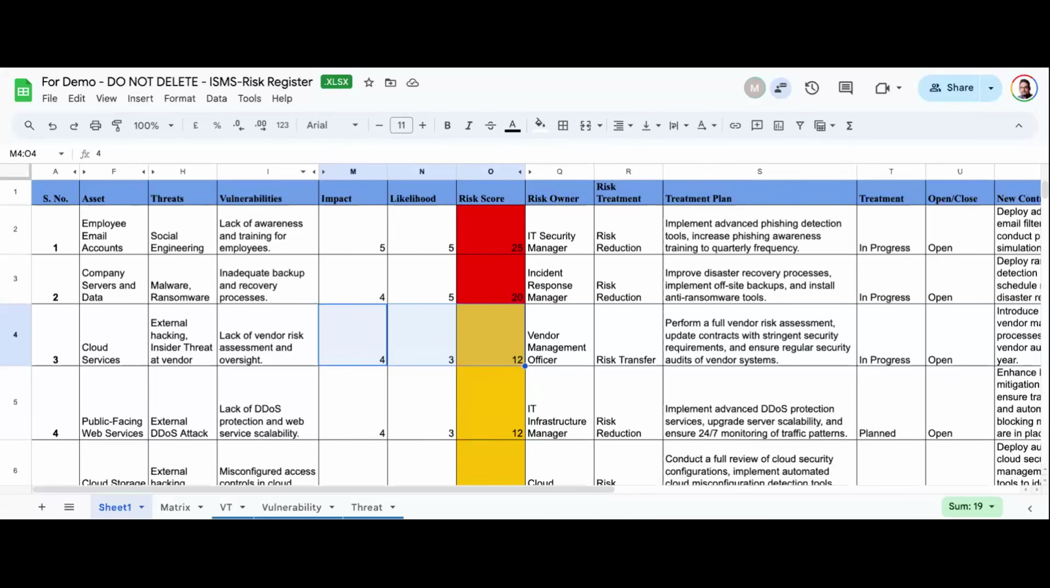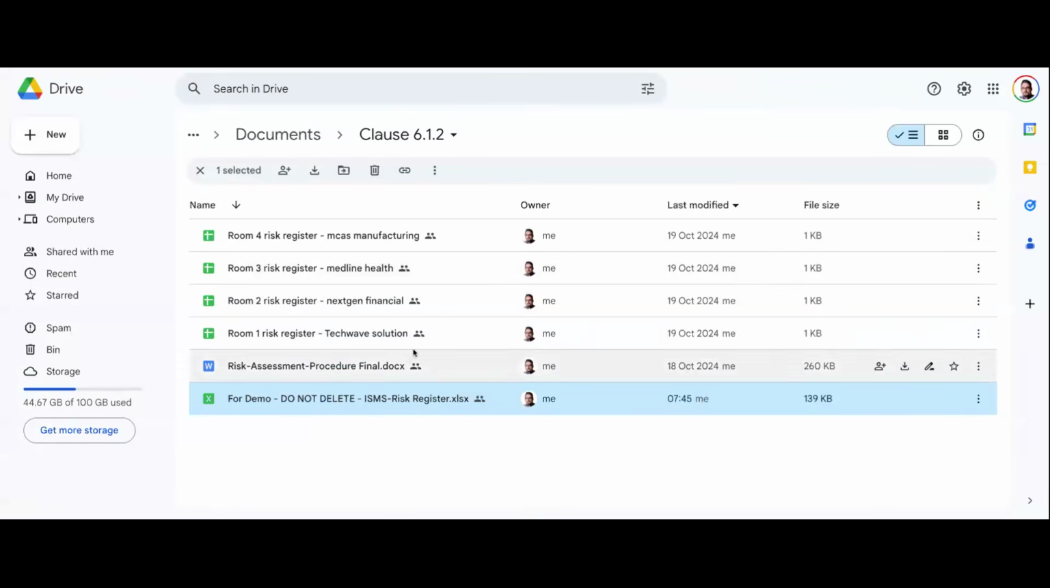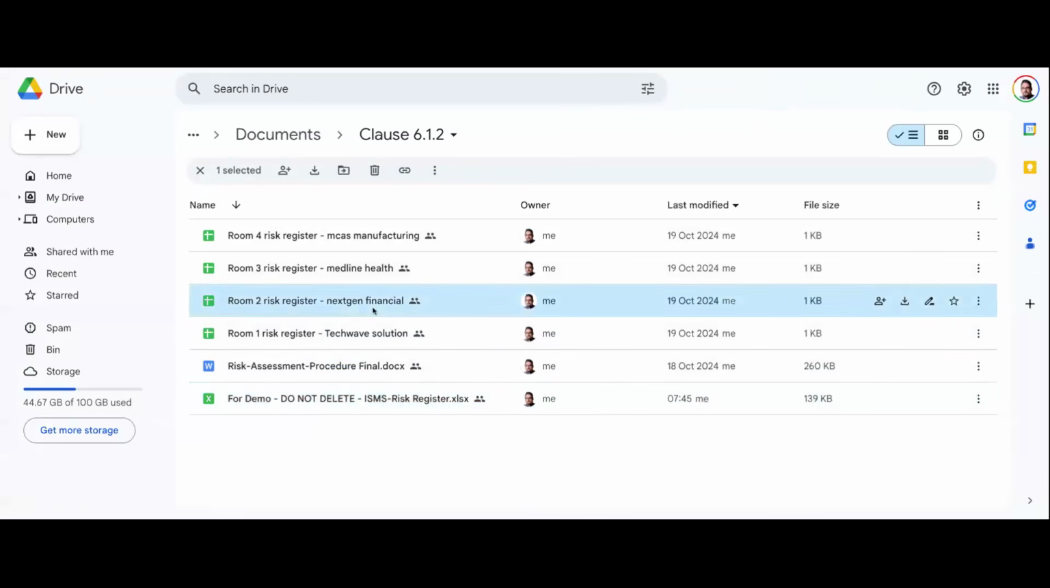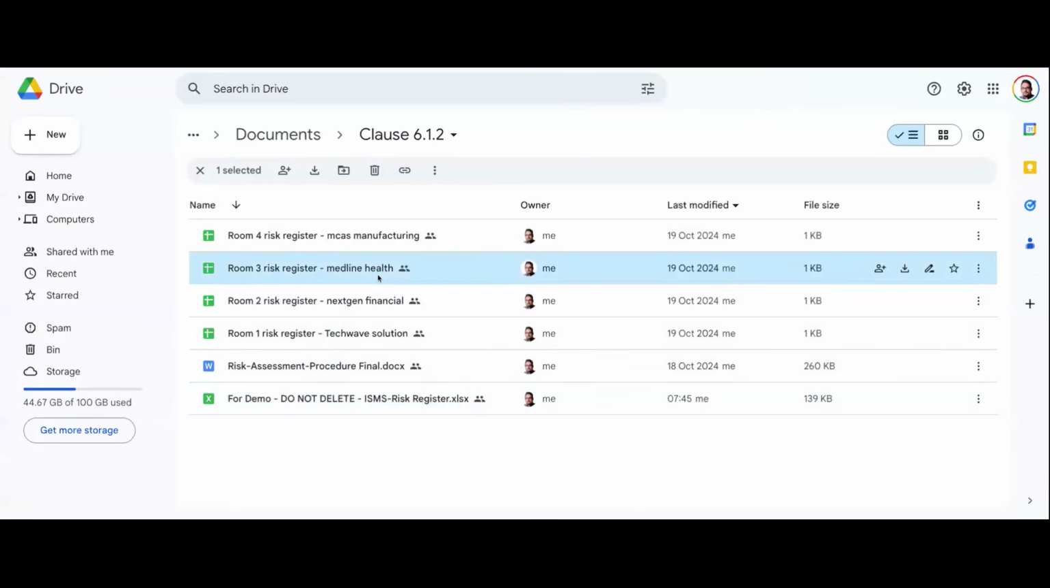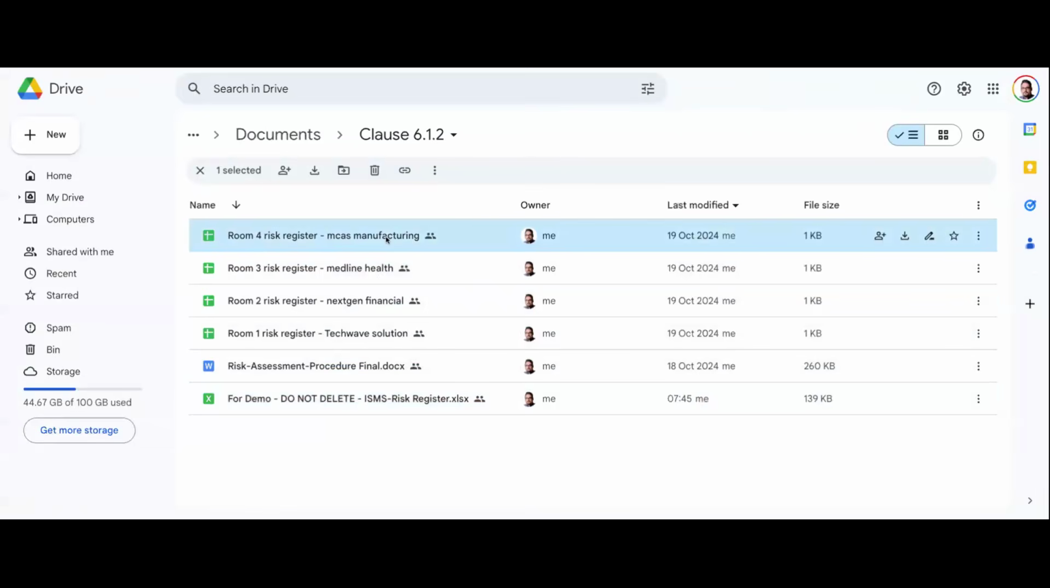Good. So are we good till here? Then now I'll break you into breakout rooms. Okay. 4 rooms I want. Room 1 will be TechWave. Room 2 will be NextGen. Room 3 will be Medline. And room 4 will be MCAS.